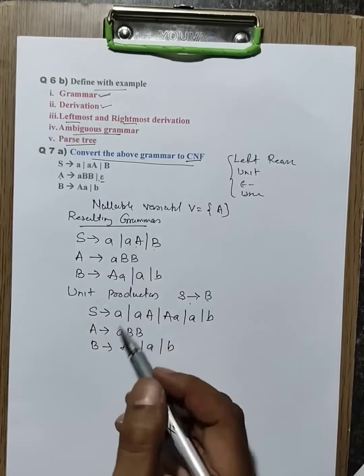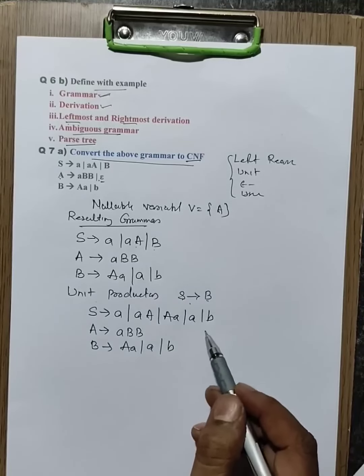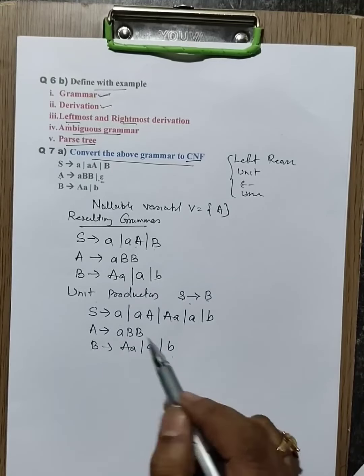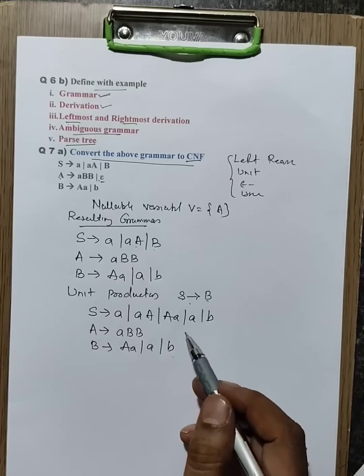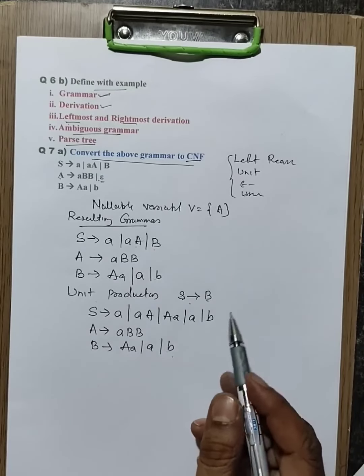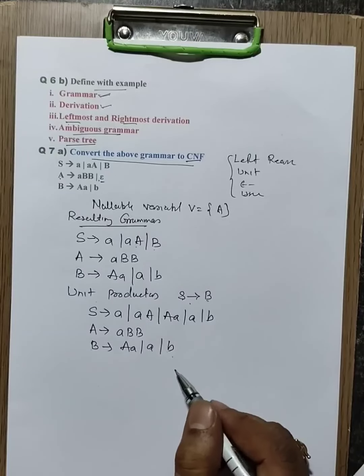Eliminate is over, epsilon is over. Then within this, is there any useless production? No. A produces B, can terminate. A also can terminate. Then is there any useless? No useless production, no left recursion. Must, this grammar you can convert into CNF.